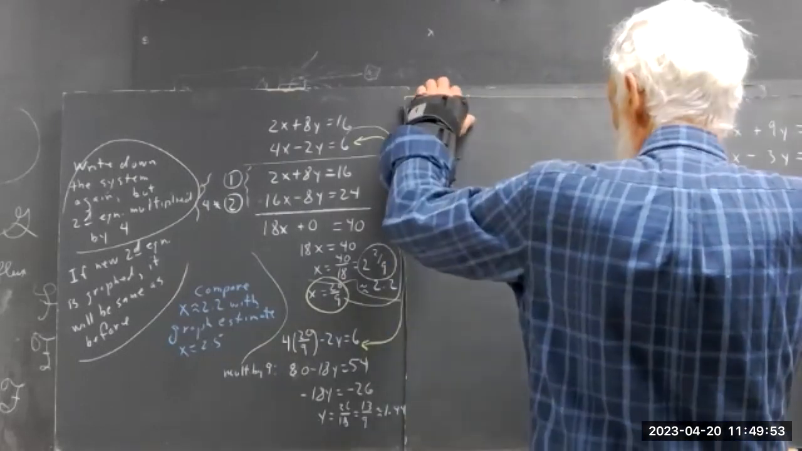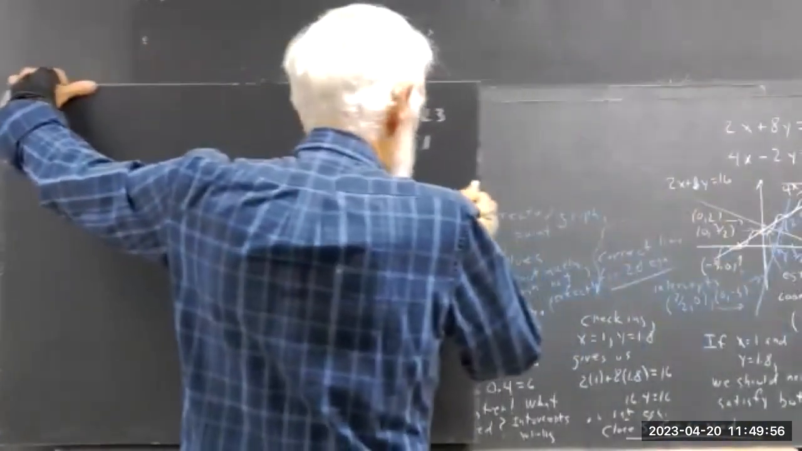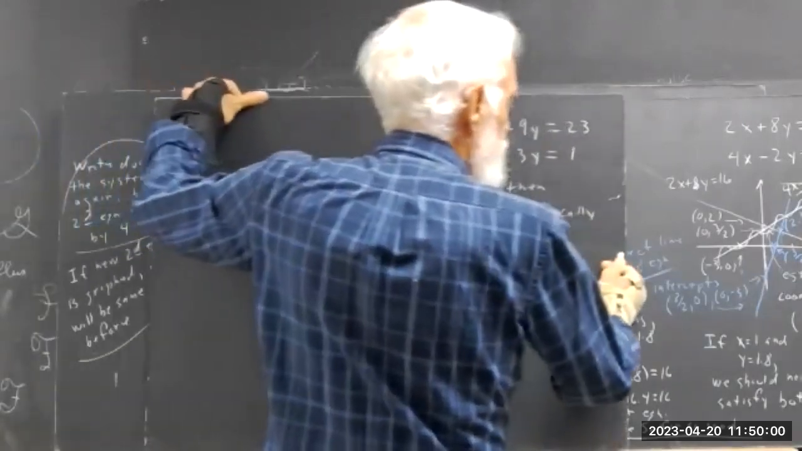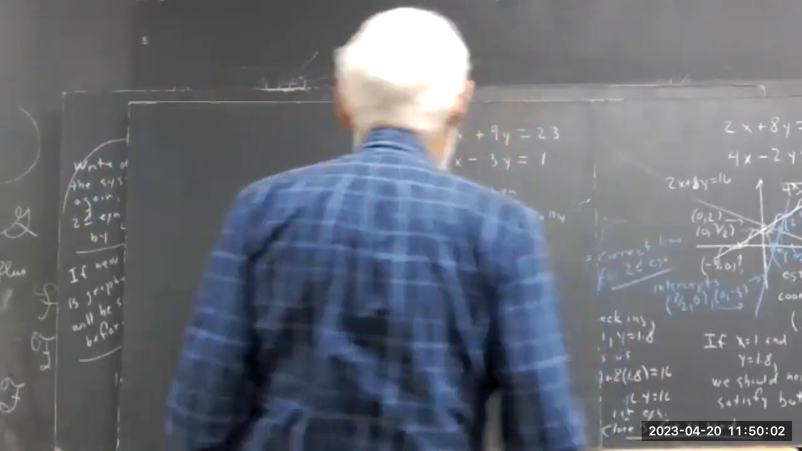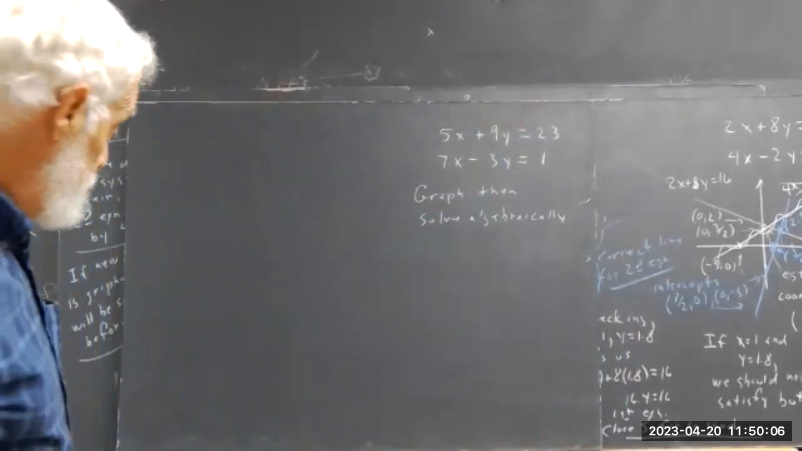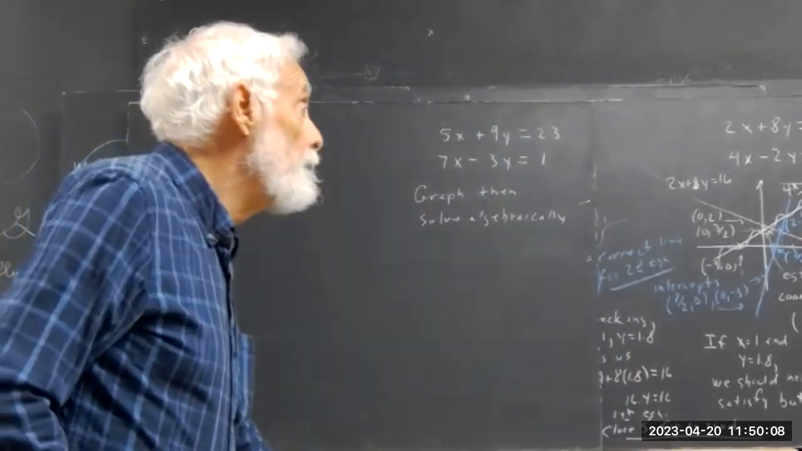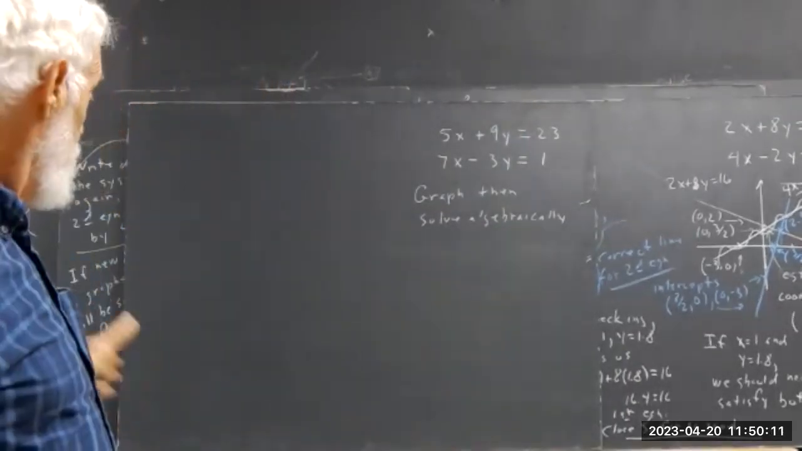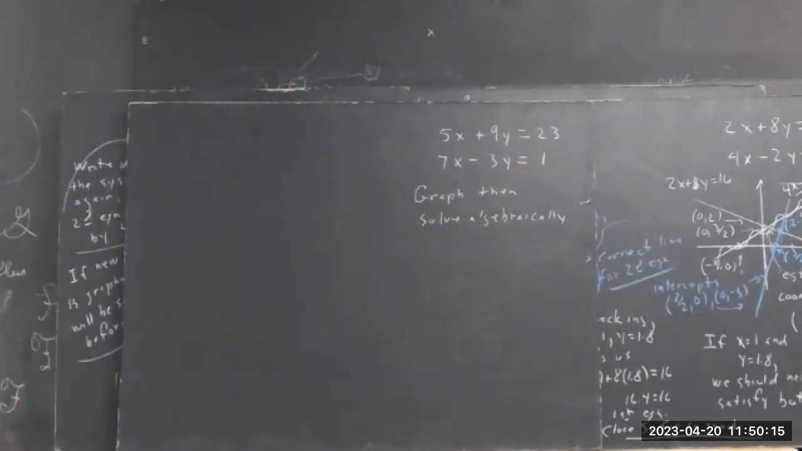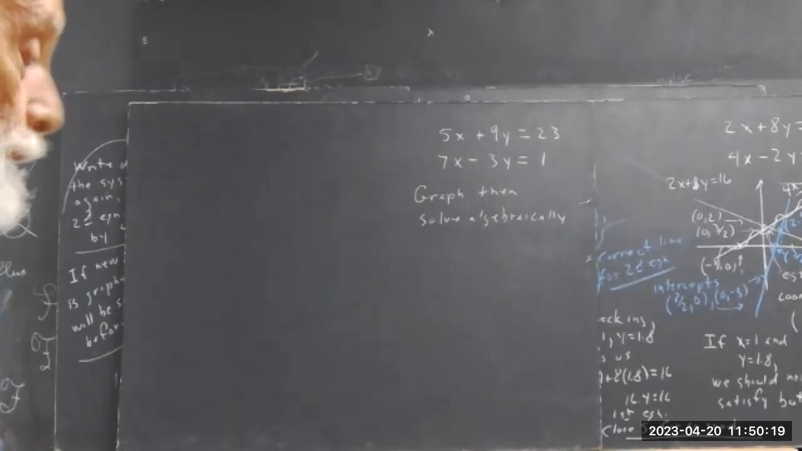Then solve it algebraically. We'll leave this up here. We can see it. Then after I see that you're doing okay with the graphs, I'll move the board away from the algebraic solution.